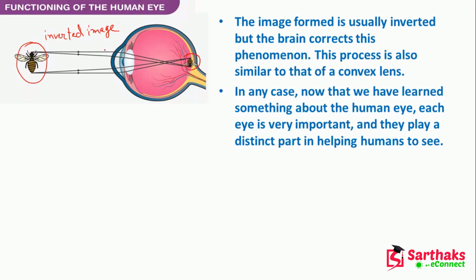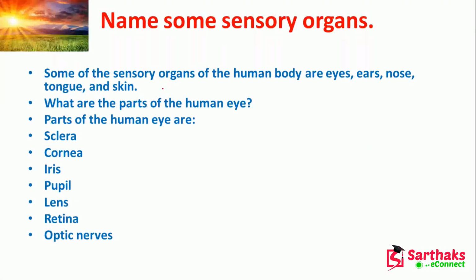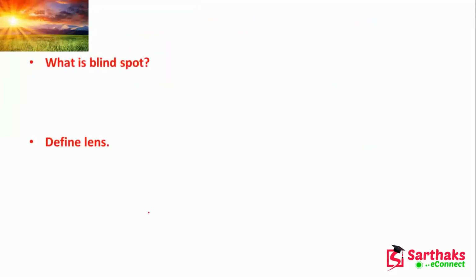So now that we have learned something about the human eye, each part is very important and plays a distinct part in helping humans to see. Now name some sensory organs. Some sensory organs we have in the human body: eyes, ears, nose, tongue, skin. And what are the parts of the human eye? Sclera, cornea, iris, pupil, lens, retina, optic nerve. These are the parts of the human eye.